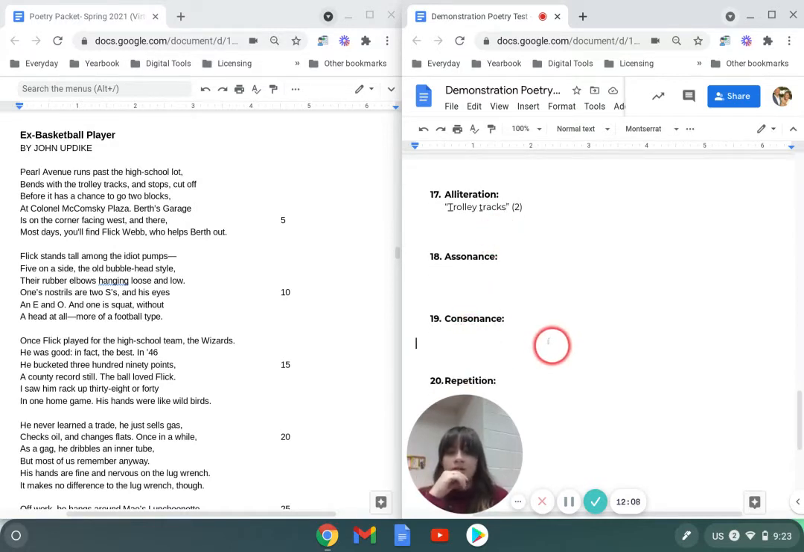Now I'm going to go to consonants because I found that one also while I was reading. This is why you should read your poem aloud, because you'll hear these things as you're reading them aloud. On line 4, it says Colonel Mikomsky Plaza.